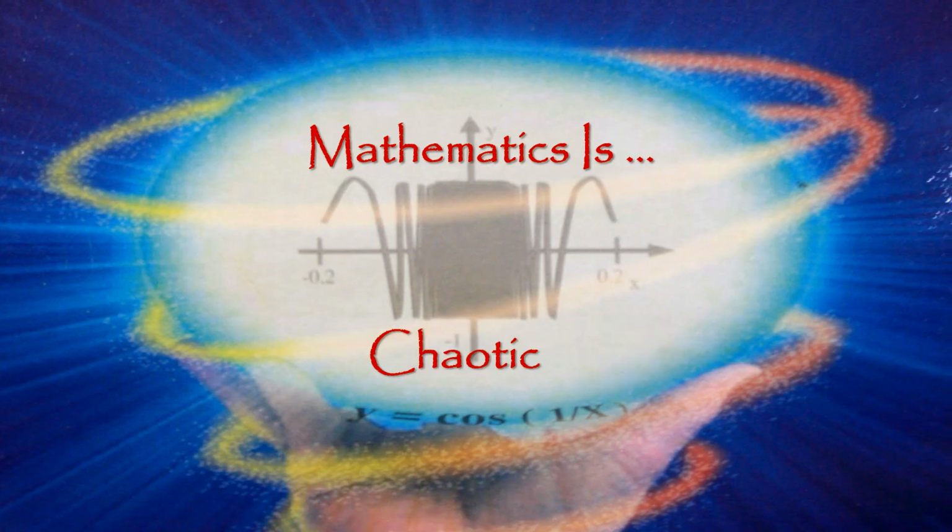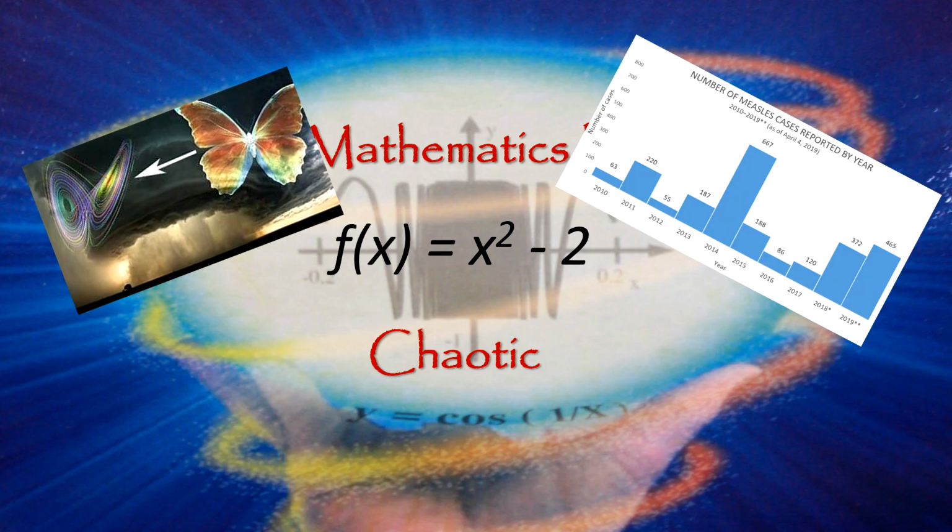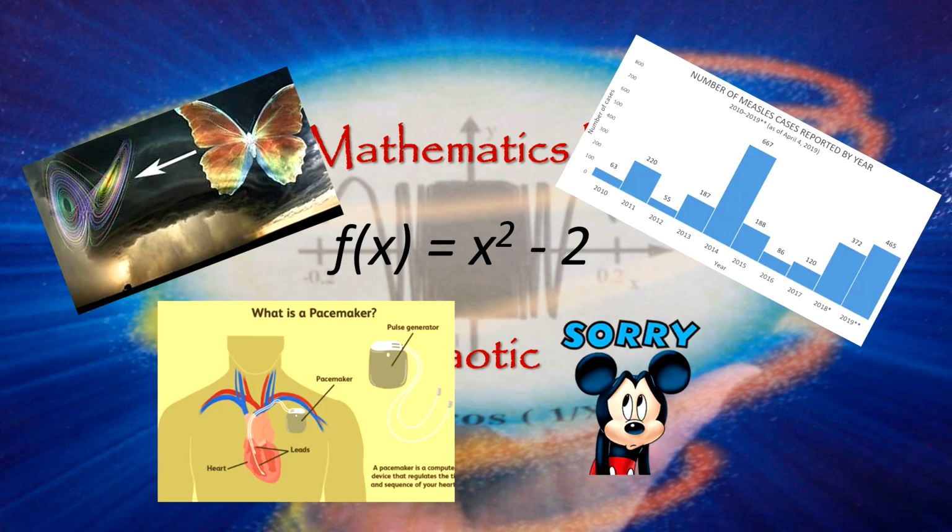In this episode, mathematics is chaotic. We will look at the function x squared minus 2 and some of its surprising properties. Wait. Don't shut this down yet. It may sound like basic algebra, but this function will lead us to some insights in weather forecasting, epidemiology, heart disease, and a controversial Disney video.